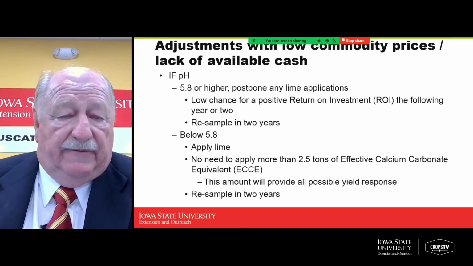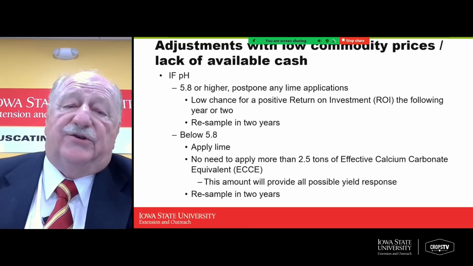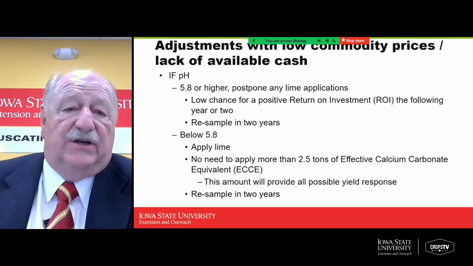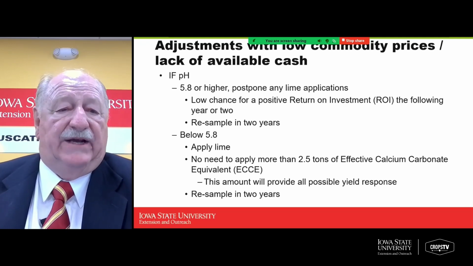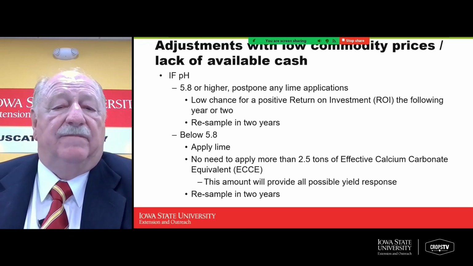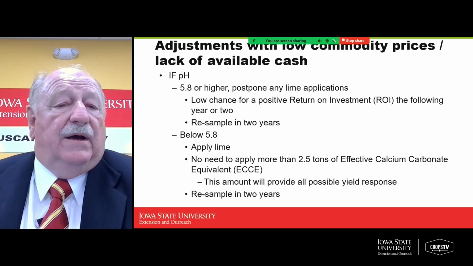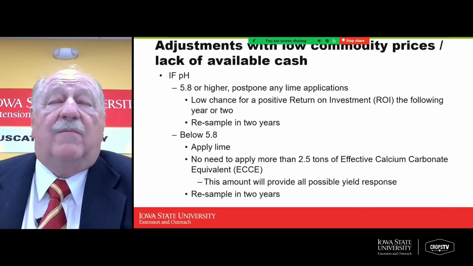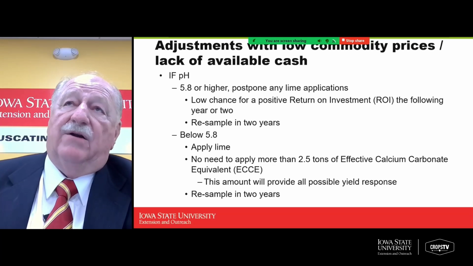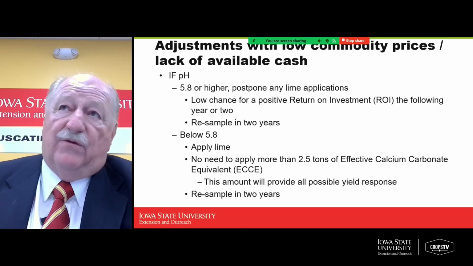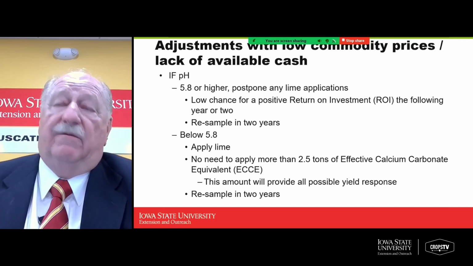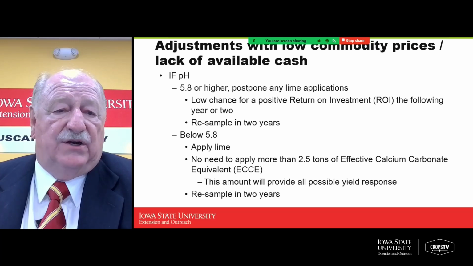This is true statewide. If the pH of your soil is 5.8 or higher, probably the best course of action at this point is to postpone any lime applications. There is a very low chance of a positive return on investment in the next year or two, given the low commodity prices and any yield bump you might get. Now, we'd like to bring the pH up higher long-term, multiple years, but if we're looking at just the near term, then probably just staying at 5.8 or above is the better course of action here.